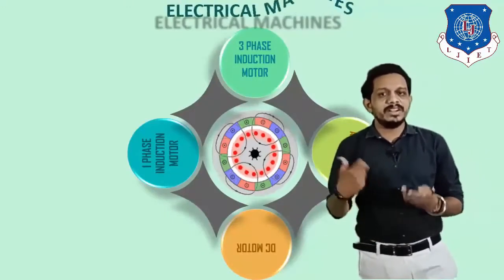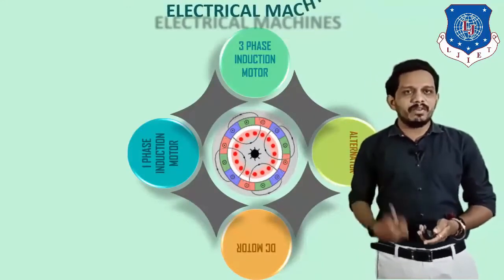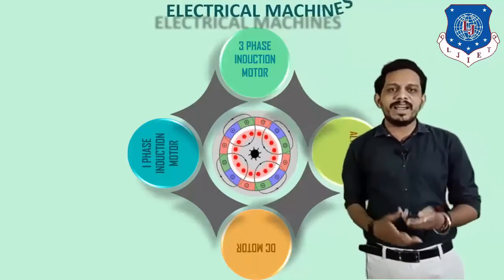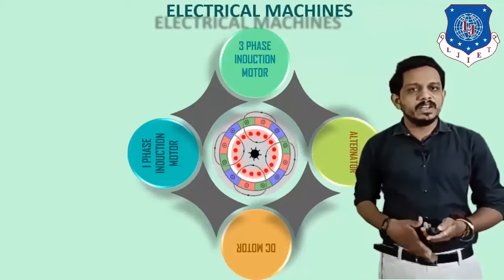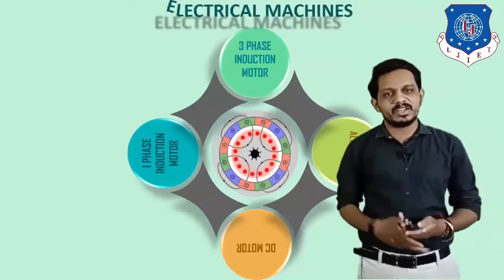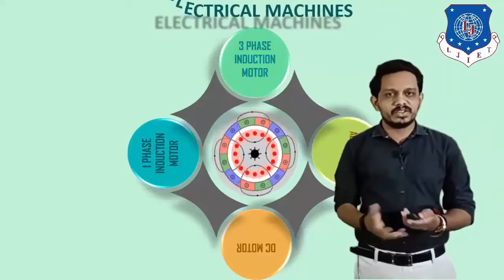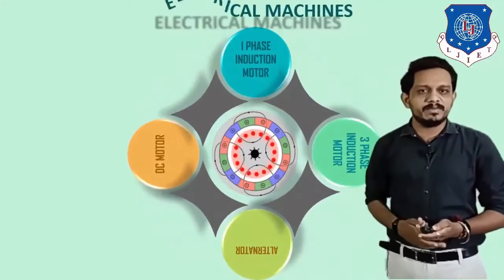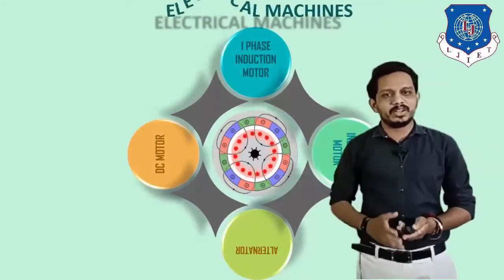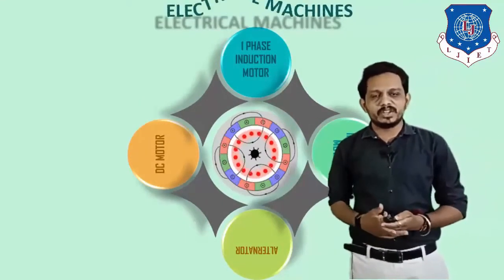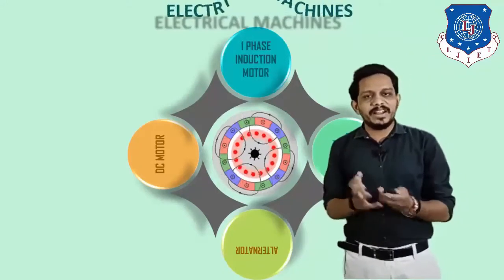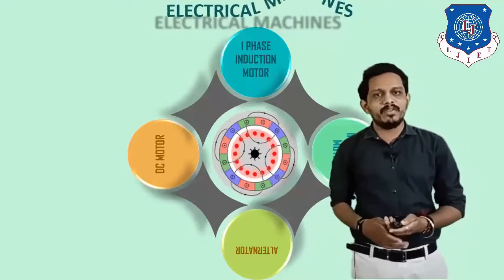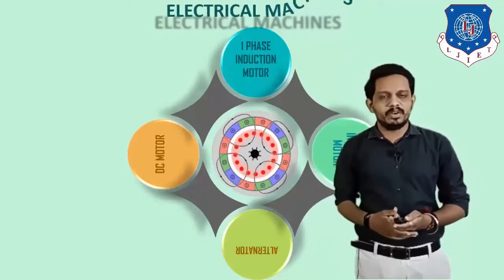We will first discuss the construction and working of the 3-phase induction motor. 3-phase induction motor is widely used for industrial purposes. So we will discuss how this 3-phase induction motor works and what its construction is. Next, we will discuss another AC motor, and that is the single phase induction motor. In this, we will discuss the starting methods of the single phase induction motor as well as its construction and working.